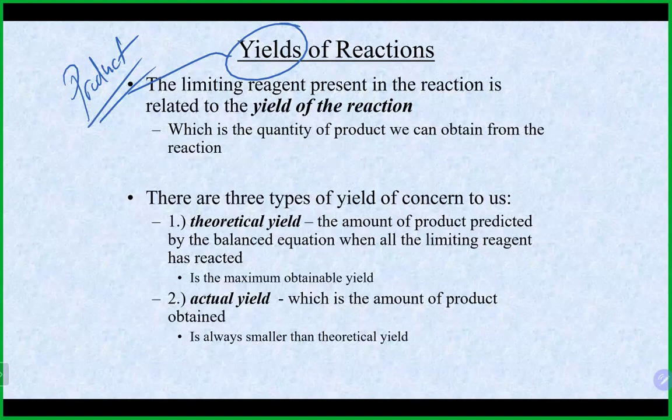Now, typically speaking, your actual yield should be smaller than your theoretical yield. It is possible that your actual yield will be larger than your theoretical yield, but that usually means you screwed up pretty much, and you shouldn't usually get that. But it does commonly happen sometimes.